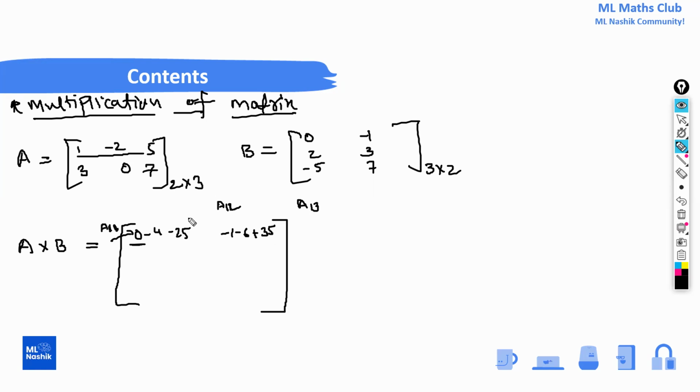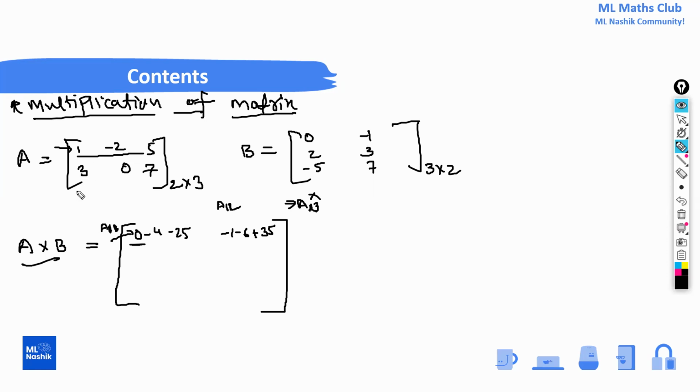What I have told you is that to find A into B, you have to multiply the elements of the corresponding row with the corresponding column of that particular element. So if I want to find A13, I have to multiply the first row of the first matrix with the third column of the second matrix. You have the first row in the first matrix, but you don't have a third column in the second matrix. Hence there will be no A13 in your resultant matrix.